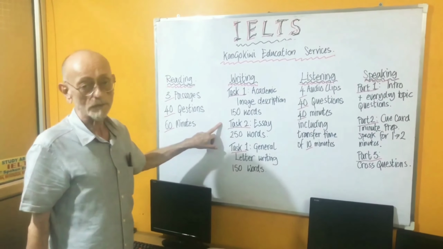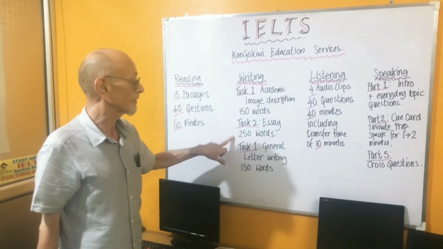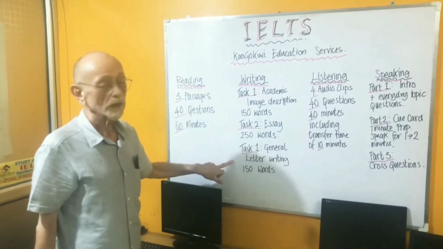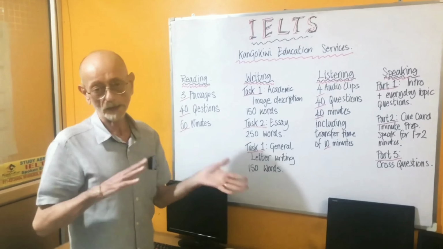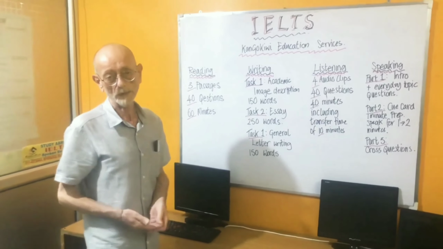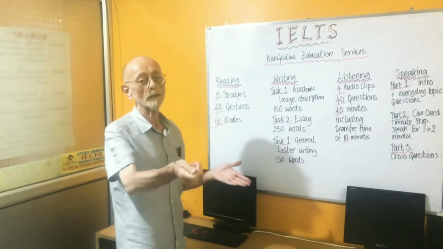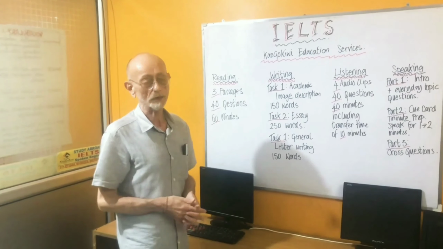Task 2 in both academic and general is an essay with a minimum of 250 words. And both of these tasks have to be completed in 60 minutes. How you divide that 60 minutes up is completely up to you. It's not like you have 20 minutes and then they'll take the paper away and you start the next one or anything. You can divide it up as you feel most suitable.